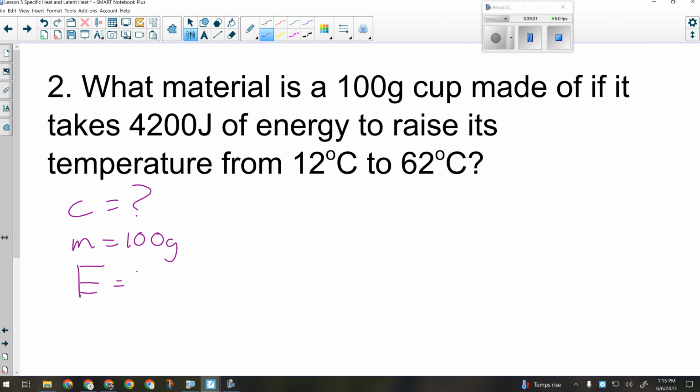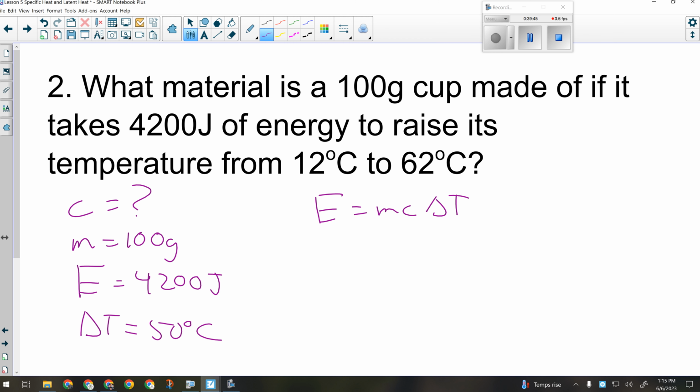Okay, 4,200 joules. And we're raising the temperature from 12 to 62. How many degrees is that? 50. 50, exactly. Thank you, Reese. So I've got M, I've got E, I've got delta T, and I'm trying to solve for C. So I would divide both sides by M times delta T. I've got my formula to solve for specific heat capacity.